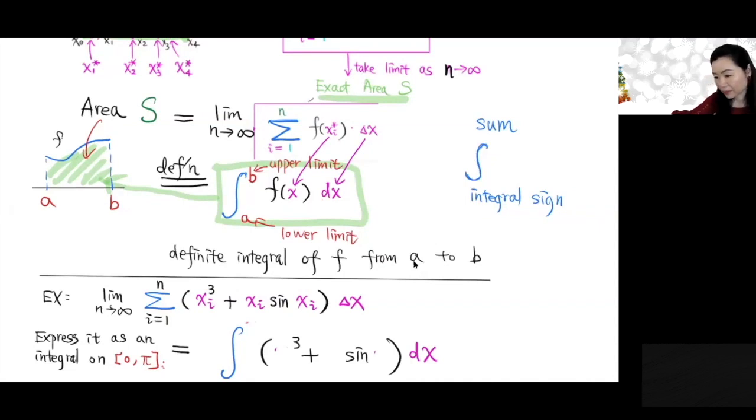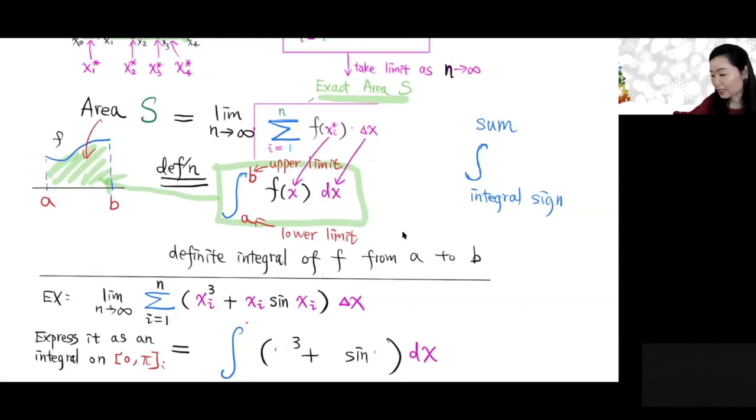So this one over here is a definite integral. It's called a definite integral because the upper and lower limits are specified. It's the definite integral of this function f from a to b. That's how you say it.